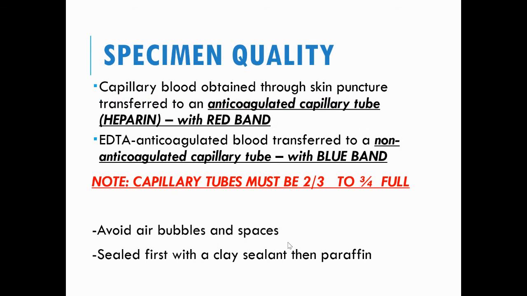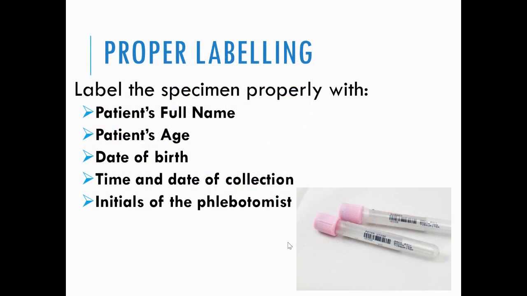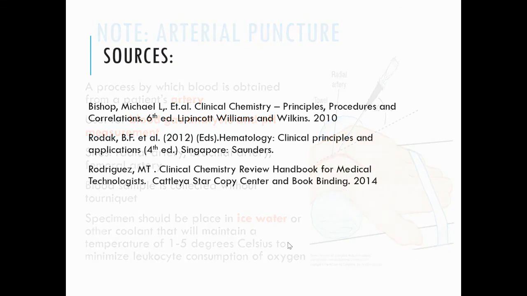Specimen quality: anticoagulated capillary tube, heparin with red band. If EDTA, kay anticoagulated blood transferred to a non-anticoagulated capillary tube with blue band. So capillary tubes must be 2/3 to 3/4 full. So avoid air bubbles and spaces, and sealed first with a clay sealant, then paraffin. So proper labeling: patient's full name, patient's age, date of birth, time and date of collection, and initials of the phlebotomist. So kani arterial puncture kay dito nato siya i-discuss sa venipuncture.